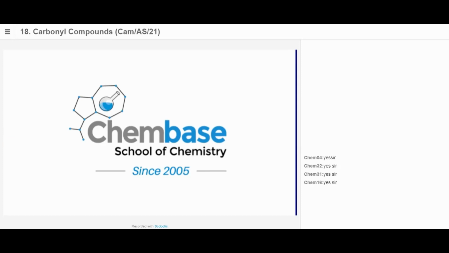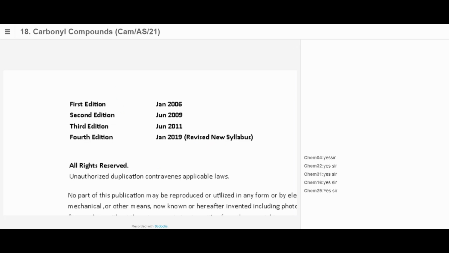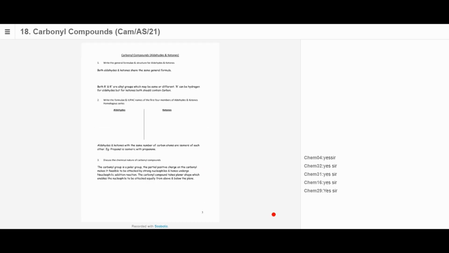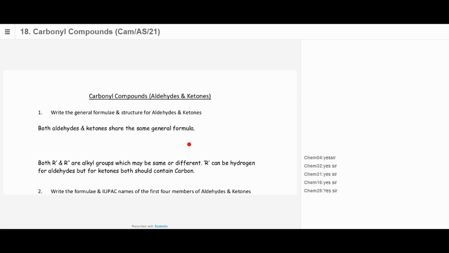Right, let's continue with the study of the carbonyl compounds. In the previous lesson, I explained what carbonyl compounds are and the difference between a molecule which contains the carbonyl group and the carbonyl compounds. And when I say carbonyl compounds, what I mean is aldehydes and ketones, right?